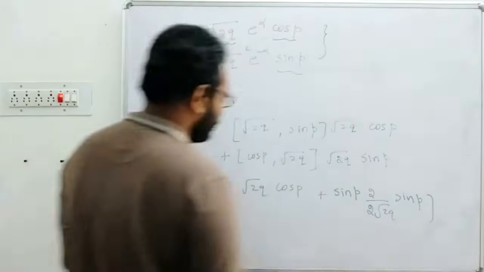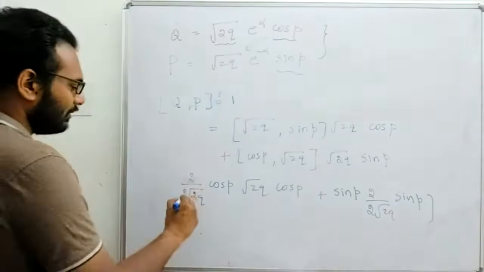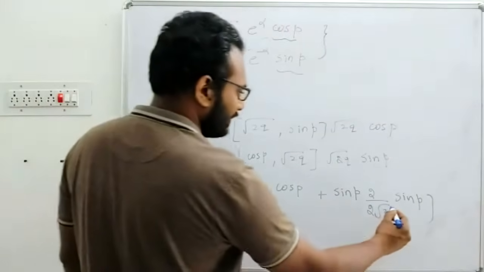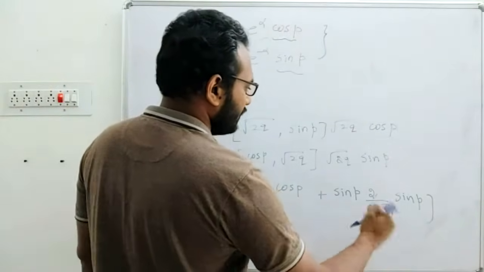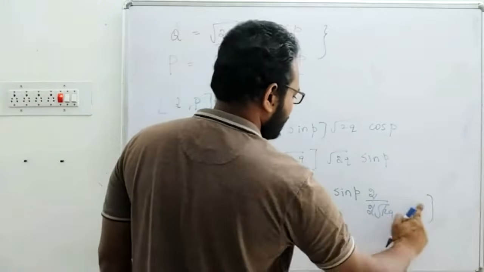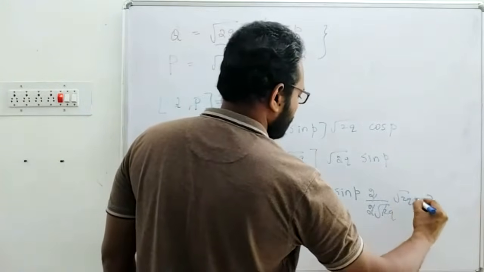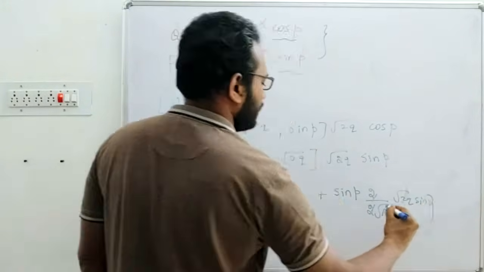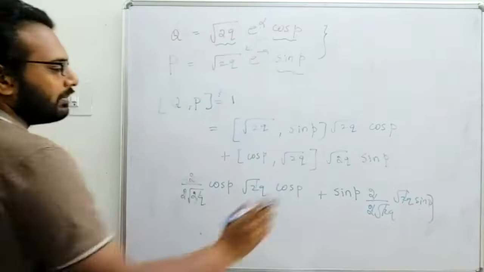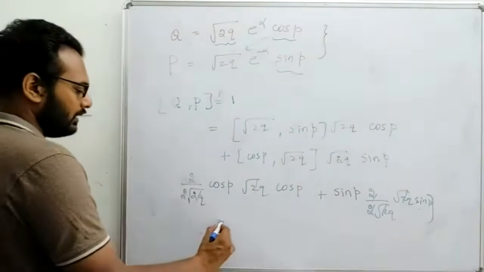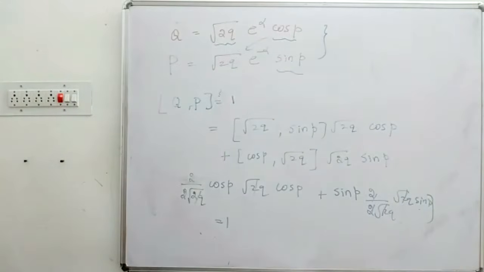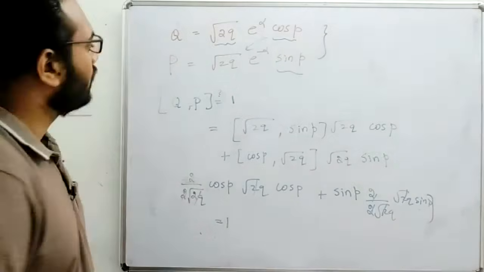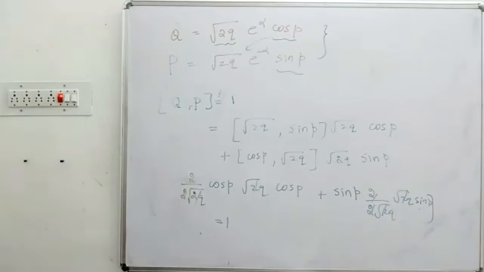So now you see how it's working, right? This goes, and there's a square root of 2Q also, right? Am I right? Yes. They all go. So it's cos square P plus sin square P, which is equal to 1. So this is a canonical transformation. This is the way to check whether it's a canonical transformation. You could also check Q with Q just to be sure.